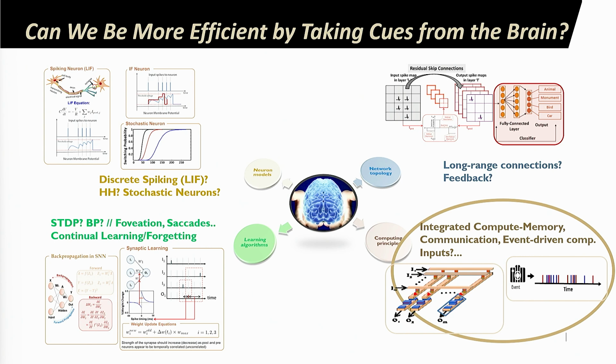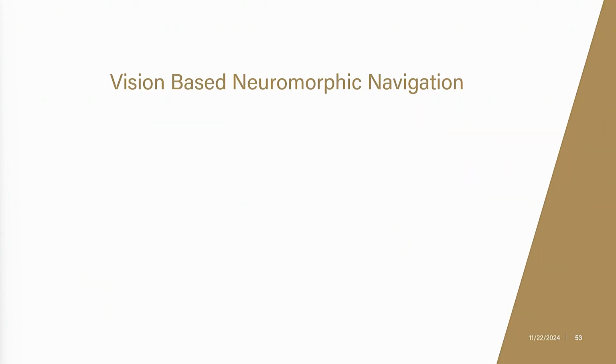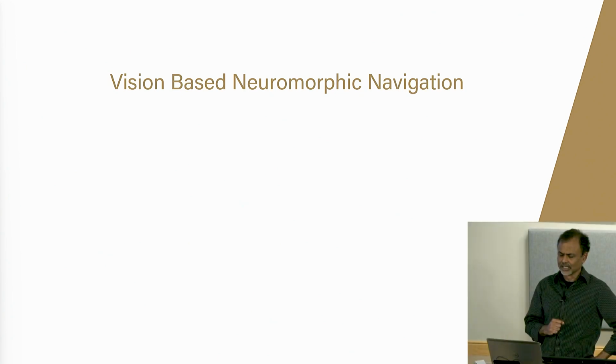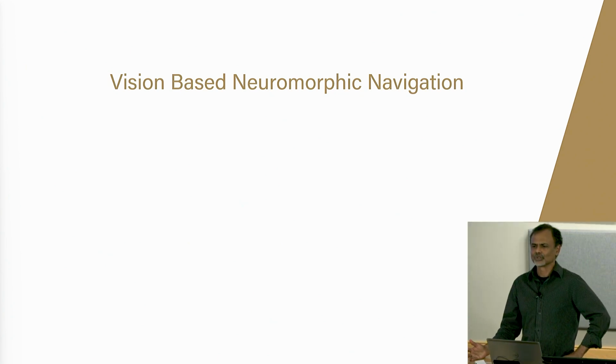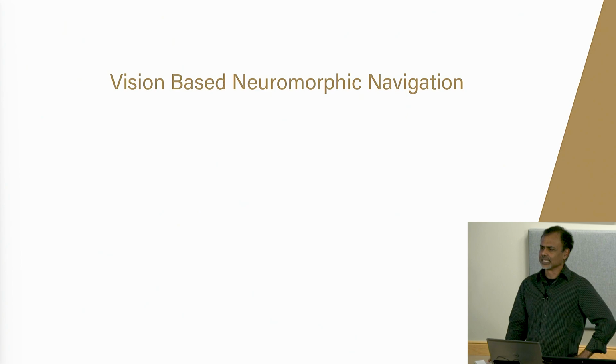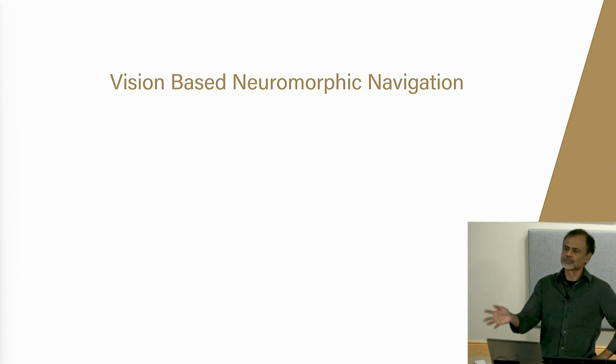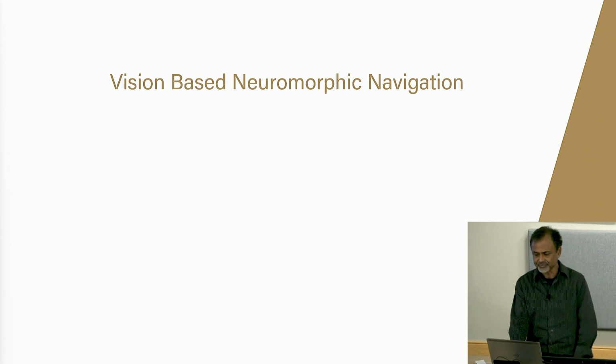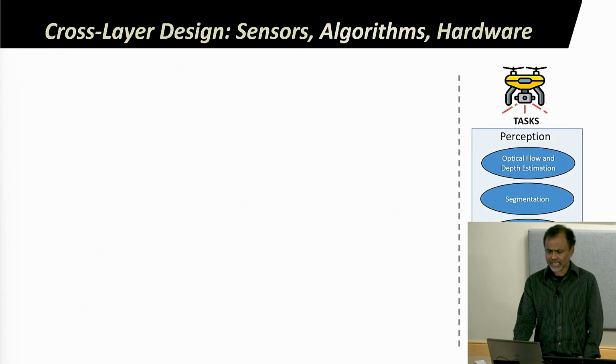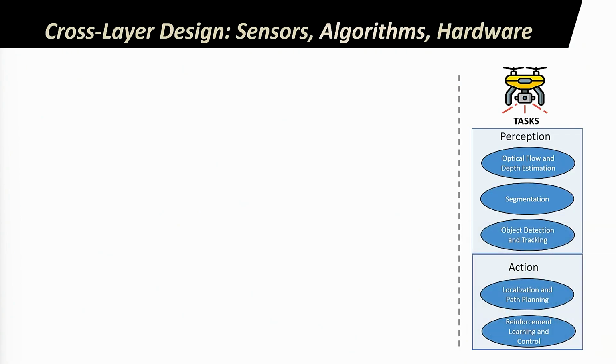So what would be such a system? In this particular case, we looked at a completely vision-based neuromorphic navigation. The basic idea is for a drone to go from point A to point B using only vision sensors. And in this particular case, we have two different types of sensors I'll talk about. So it's a cross-layer design that we need to look at. We're going to go from sensors to the algorithms we talked about, and then the hardware architecture. So we'll see a cross-layer design approach.